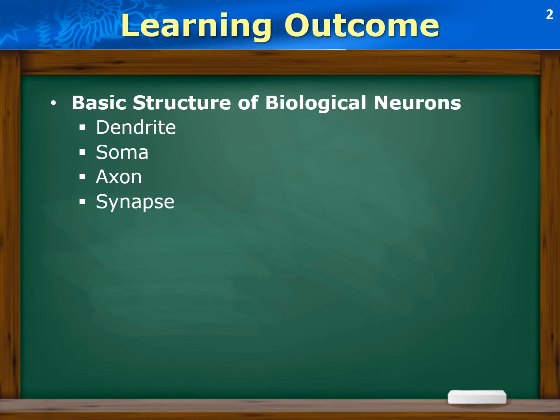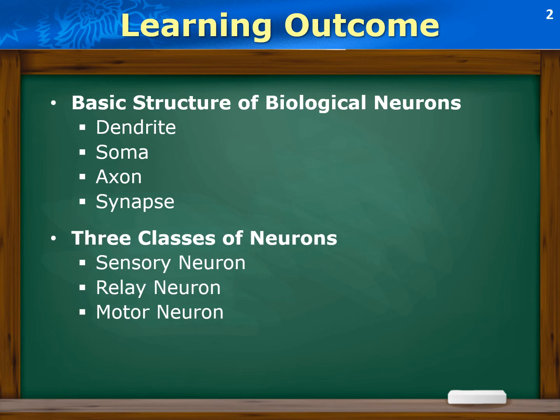You will also learn three classes of neurons, including sensory neuron, relay neuron, and motor neuron, and understand how different types of neurons work together. Lastly, I will provide several multiple-choice exercises to reinforce our learning in this session.